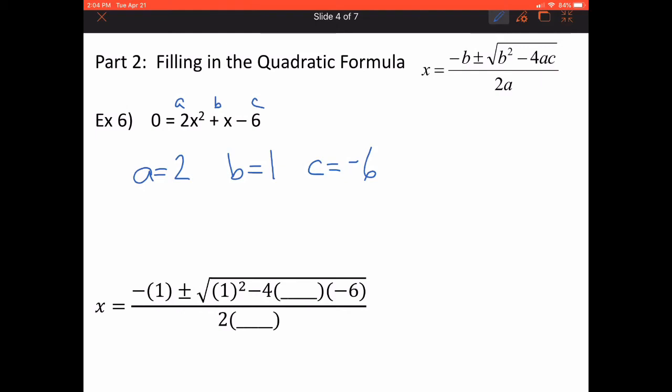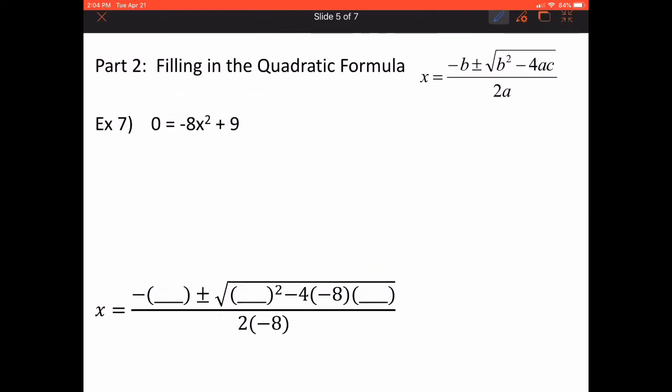So filling in our quadratic formula, we have x equals, that's filled out already for us, x equals negative b, so a negative sign, and the b was 1, plus or minus. Make sure you're writing the square root of, then I take the b term and square it, so 1 is the b term squared, minus 4 is built in, times the a, which is 2, times the c, which was negative 6, all over 2 times a, so I put in a 2 there.